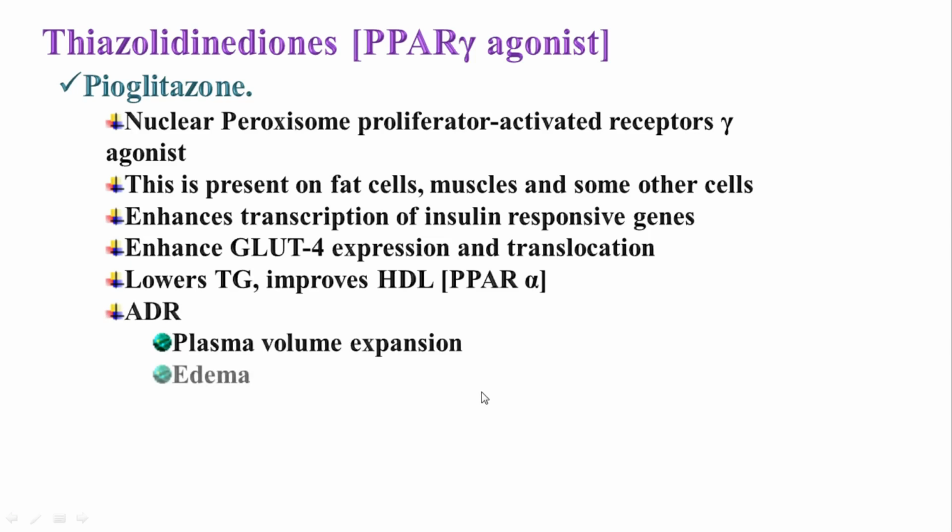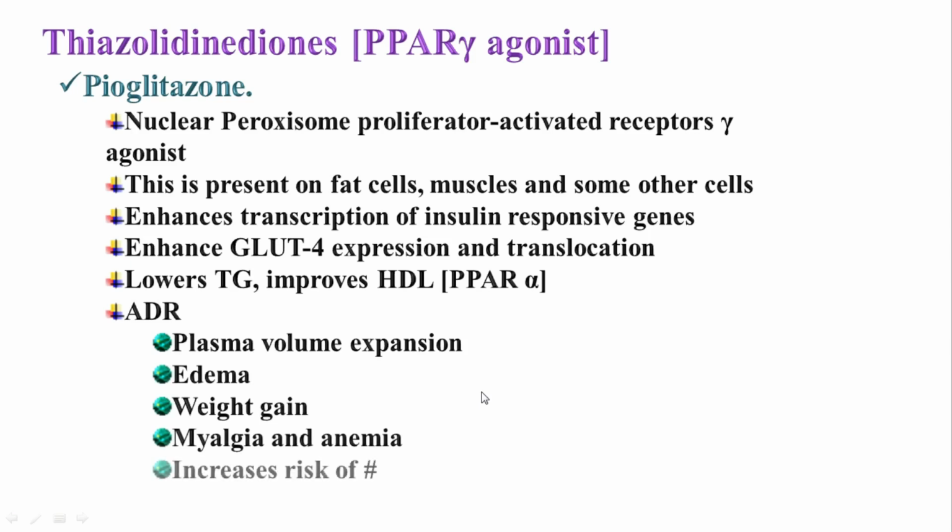The only side effect is they can cause a little edema-like condition. Plasma volume expansion happens because of them, and weight gain is there. Some people have complained of muscle pains and anemia and increase in risk of fracture. Don't give thiazolidinediones, pioglitazone, in hepatic disease and congestive heart failure.